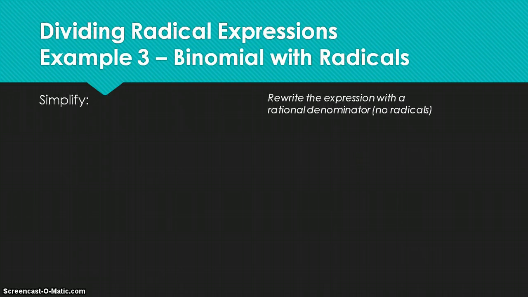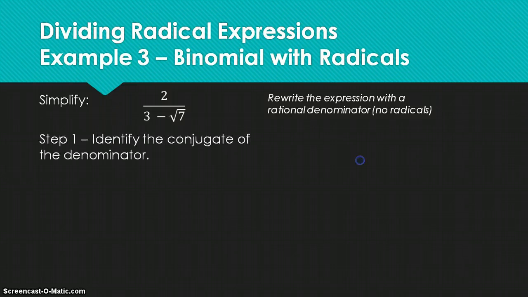And again, the goal here is just to rewrite the expression with a rational denominator, which means no radicals. So the example I'm going to do here is 2 divided by 3 minus the square root of 7. So my steps to doing binomials with radicals is a little bit more involved. The first step I want to do is identify the conjugate of the denominator.